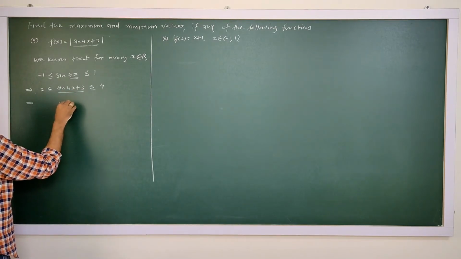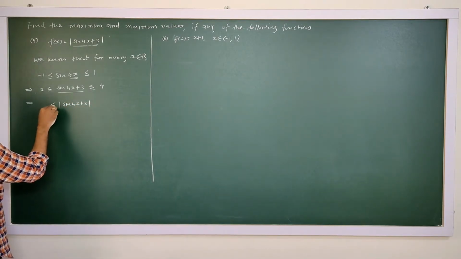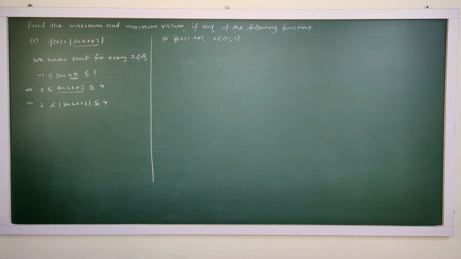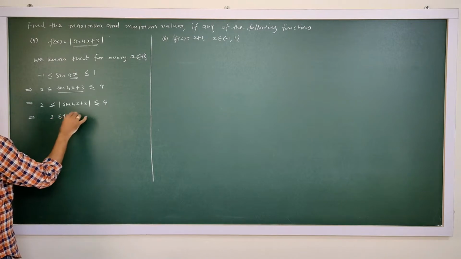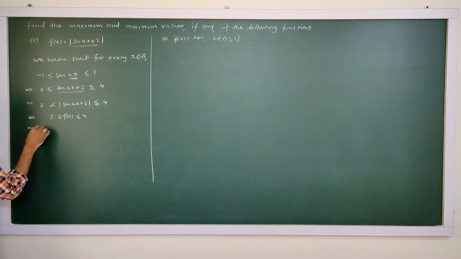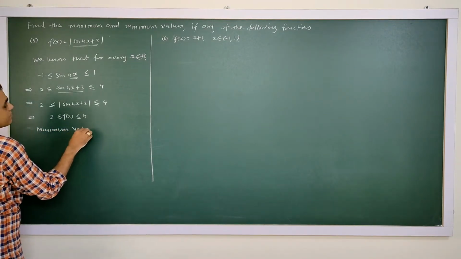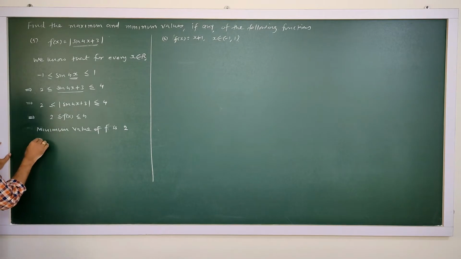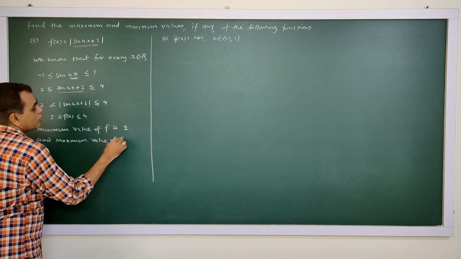So its modulus is between 2 and 4. Any number that lies between 2 and 4 has its modulus between 2 and 4. So here f(x) is between 2 and 4. Therefore, the minimum value of f(x) is 2, and the maximum value of this function is 4.